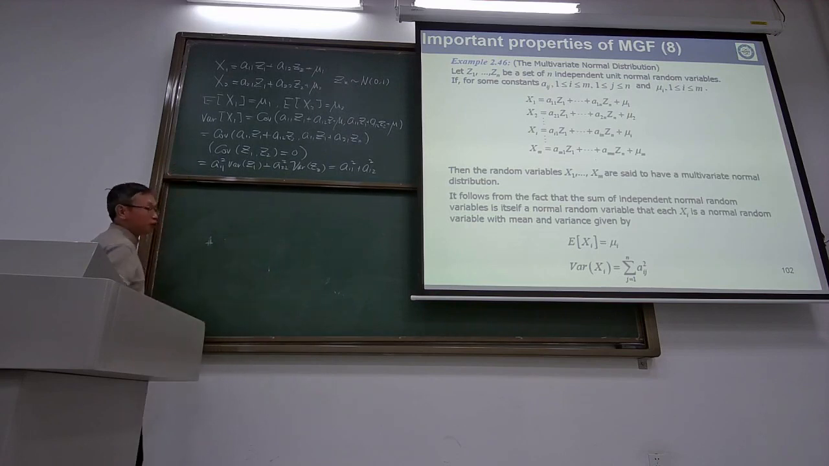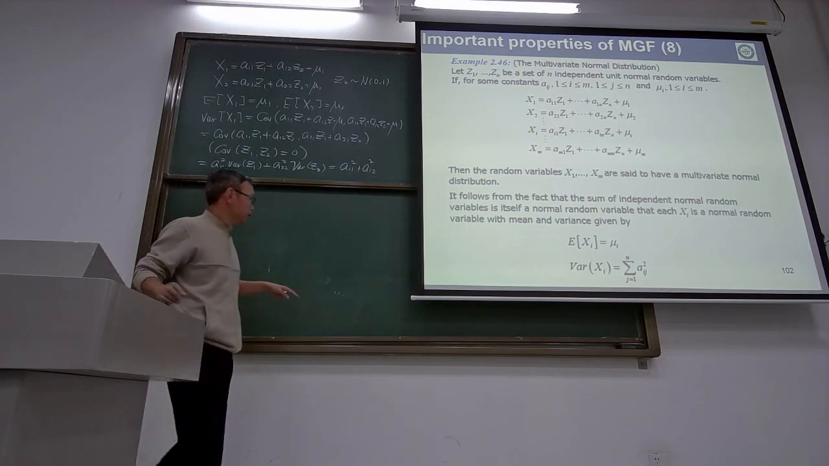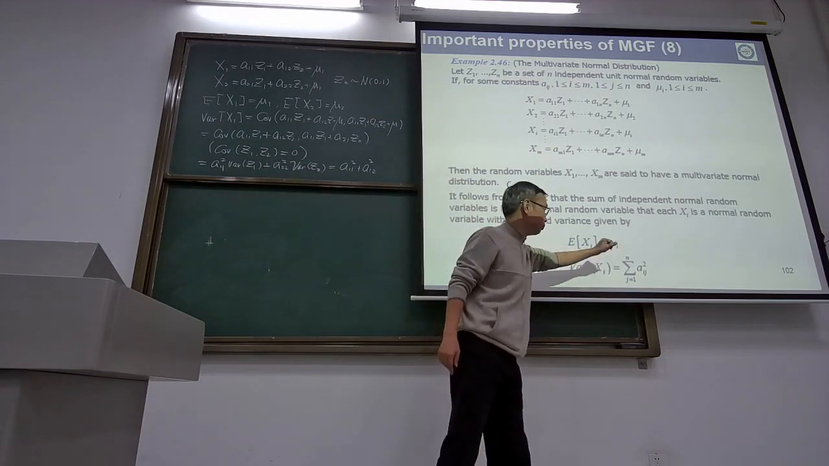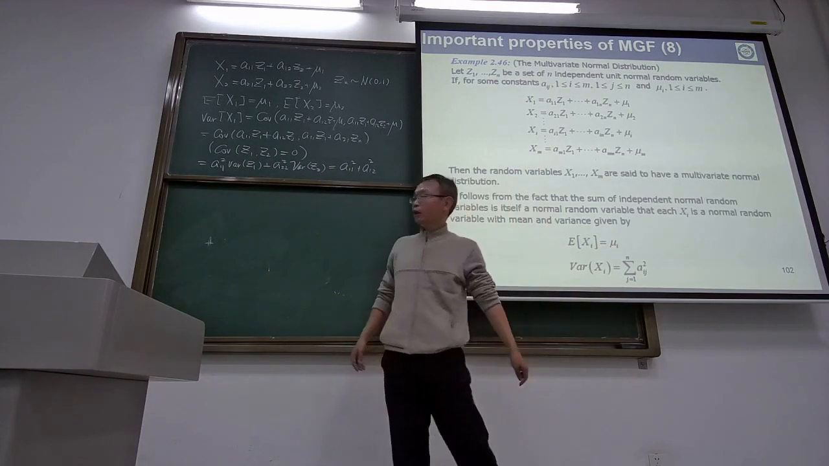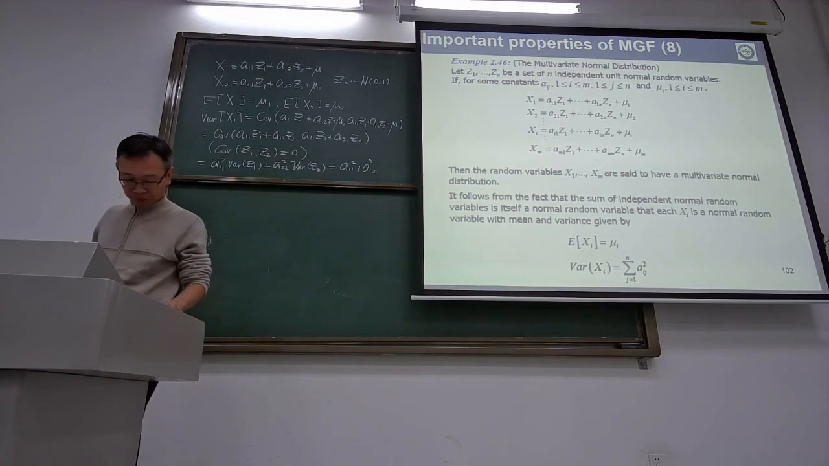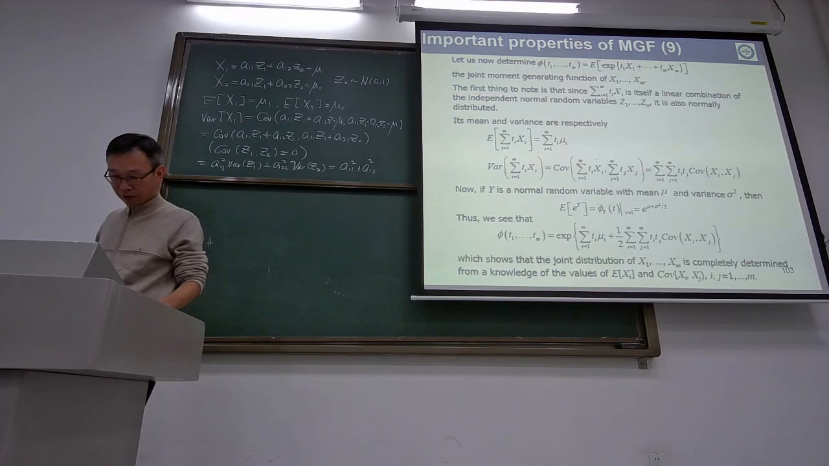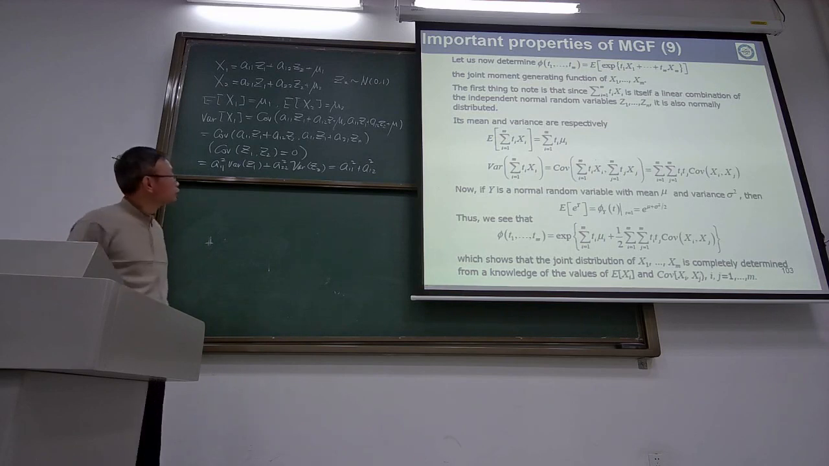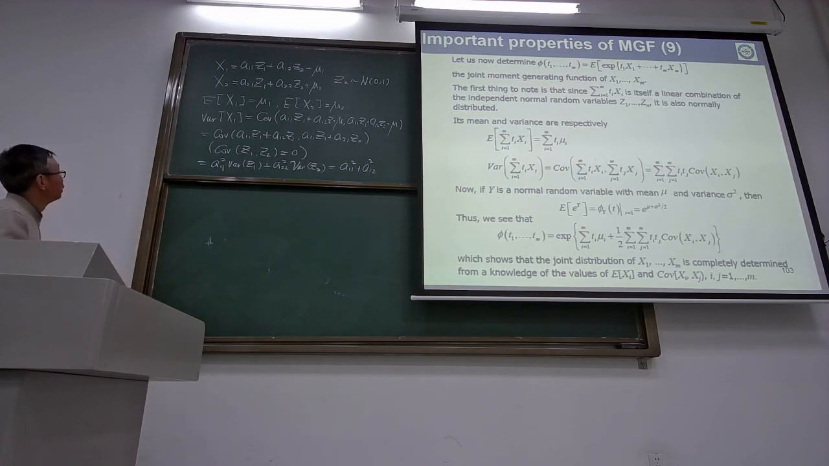This is for a simple case. For the general case, the same idea: the expectation of Xi equals mu i, and the variance just equals the corresponding sum. Let's consider the covariance of X1 and X2.